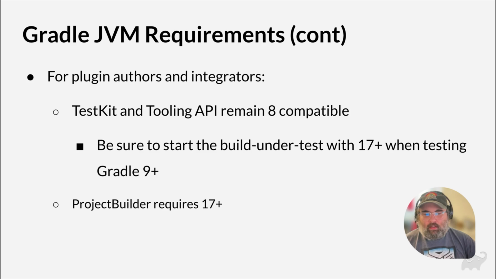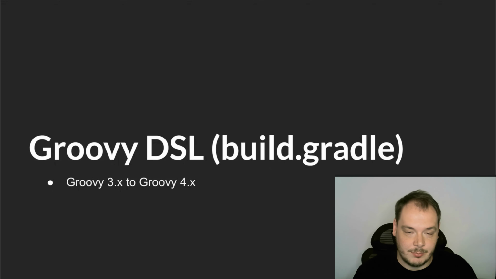This doesn't include the Project Builder API. That API requires Java 17 since it's running the Gradle runtime in process. To sum up, we are upgrading the runtime to Java 17. You can still build your projects with older versions of Java with the help of toolchains. Okay, let's go ahead, and we are also upgrading Groovy from 3 to 4.